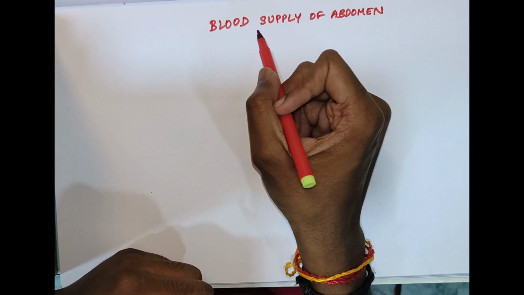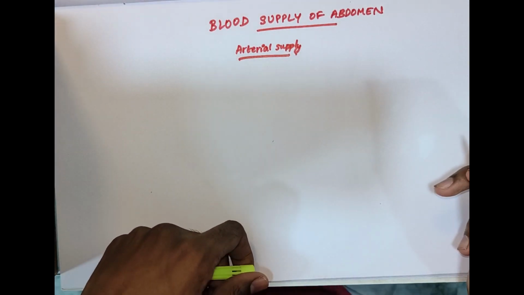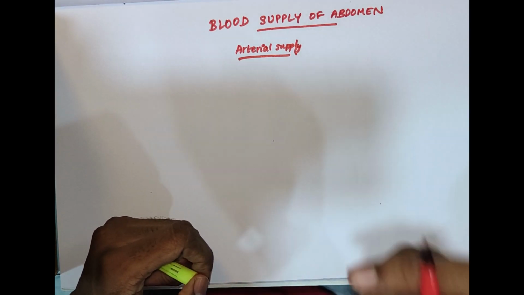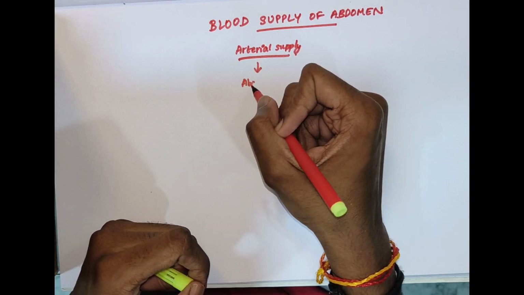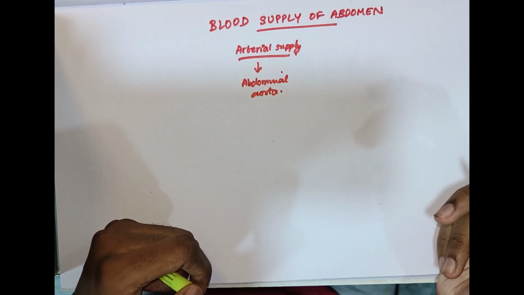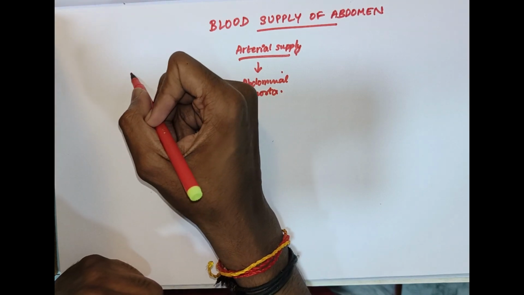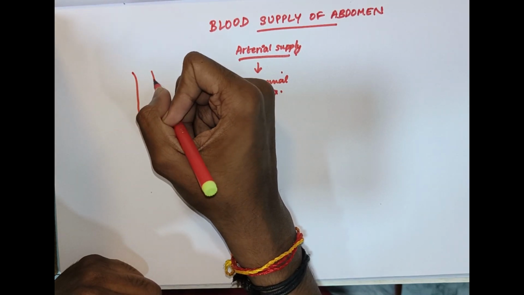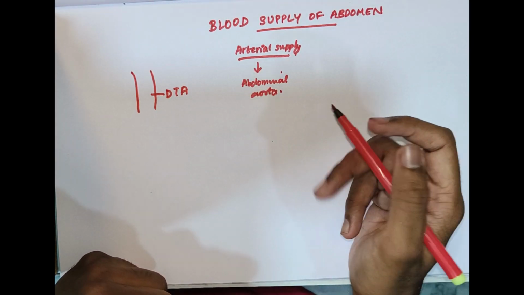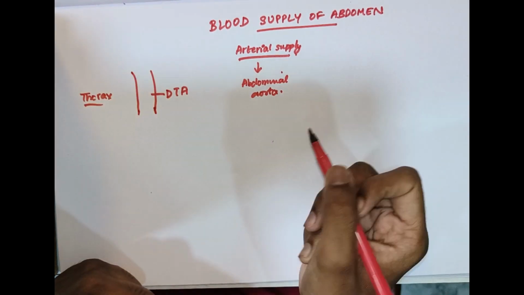Blood supply of the abdomen. Arterial supply. Now, the abdomen and the abdominal contents are basically supplied by the branches of the abdominal aorta. Before entering the abdomen, the aorta is known as the descending thoracic aorta. This is its part in the thorax.